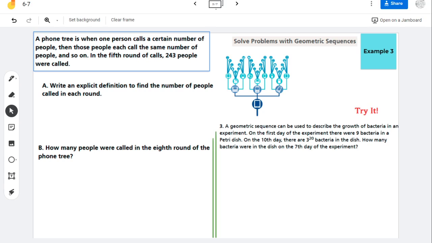In today's video, I'm covering example 3 from section 6-7 in the SavvasRealize Algebra 2 textbook. The goal of today's video is to solve problems with geometric sequences.